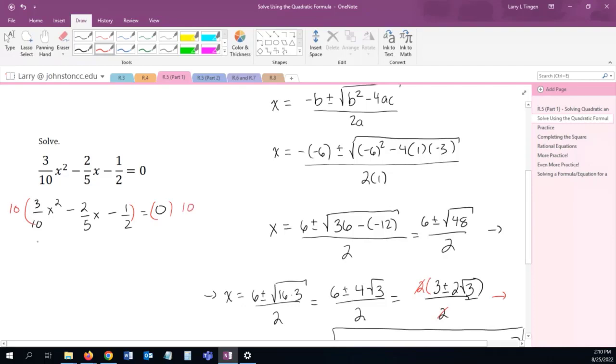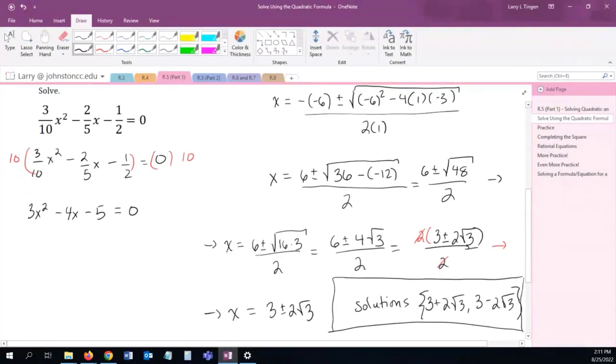What's going to happen? I'm going to do this all in one step. 10 times 3/10 x squared just leaves me 3x squared. 10 times 2 is 20. 20 divided by 5 is 4x. And then 10 times 1 is 10, divided by 2 is 5, minus 5. 0 times 10 is 0.